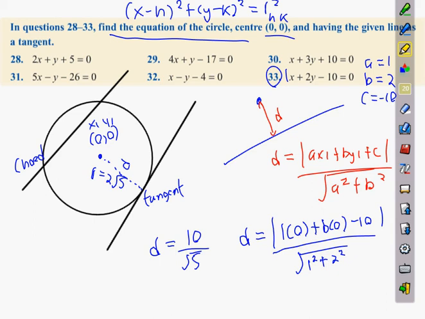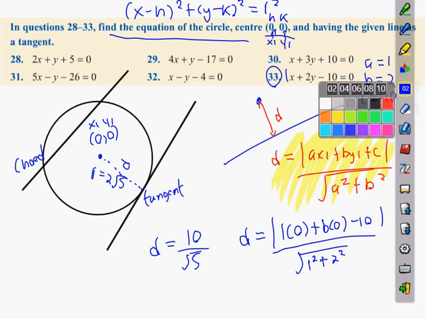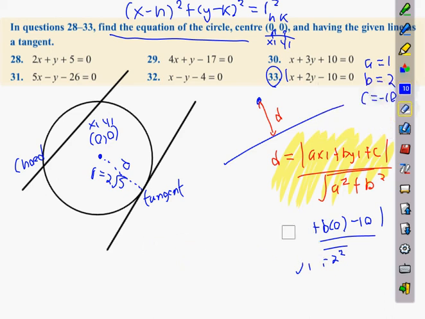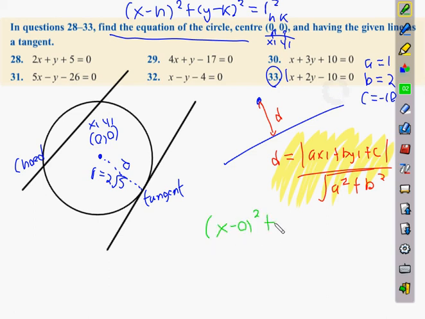Just please make a note of this equation beside these questions on the board, and please remember that x1, y1 is the 0, 0. Now that we have that done, we're going to be using the equation of a circle formula. So we're going to have x minus 0 squared plus y minus 0 squared equals 2 root 5 squared. Then we're going to have x squared plus y squared equals 20. Not 50, 20.